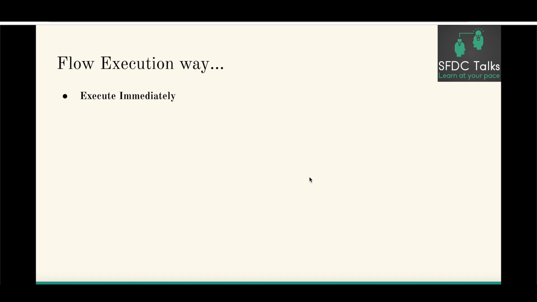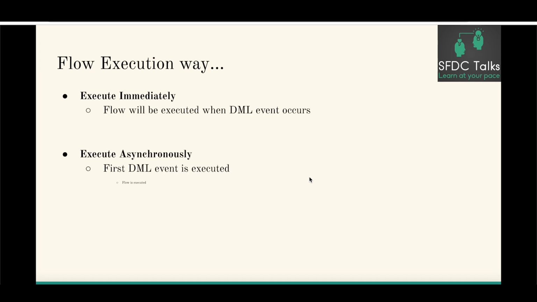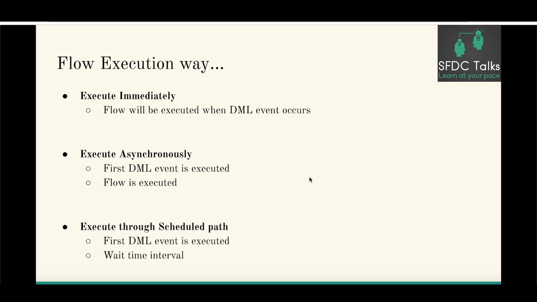A flow is executed in two different ways. One is execute immediately and one is execute asynchronously. And the other way is to execute through a scheduled path. So what is the difference? In the execute immediately scenario, whenever a DML event occurs and a flow is getting triggered, the flow and the DML related operations are executed in the same transaction. That means the governor limits are shared by the flow and the DML related events.